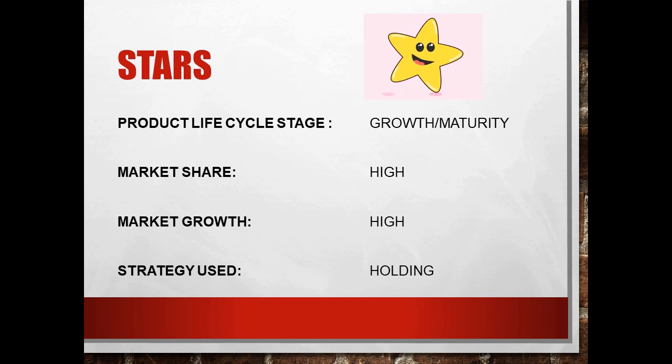So for these type of products, you use a strategy which is called a holding strategy, which means that you are going to keep things as they are. You are not going to change anything because everything is working in your favor. So you have to keep on doing what you have been doing. Now, this type of product is usually residing in a product life cycle stage which is a high growth stage, or a maturity stage which is able to sustain itself.